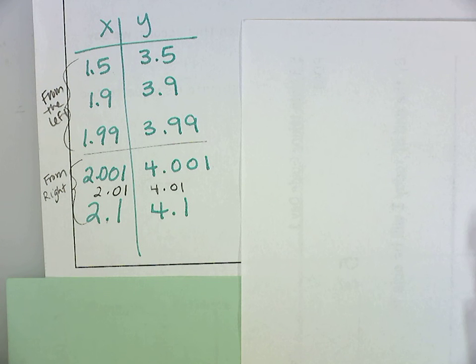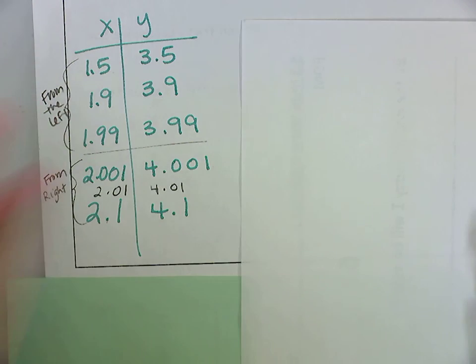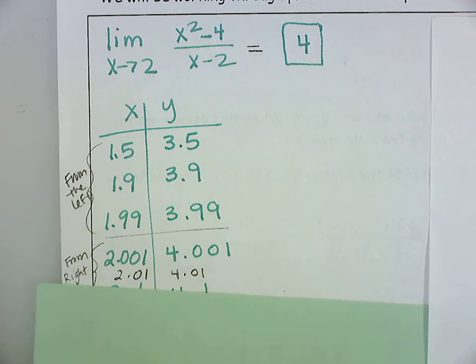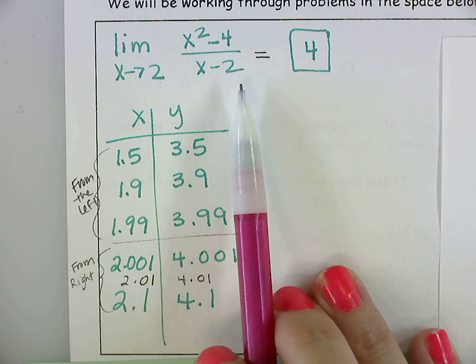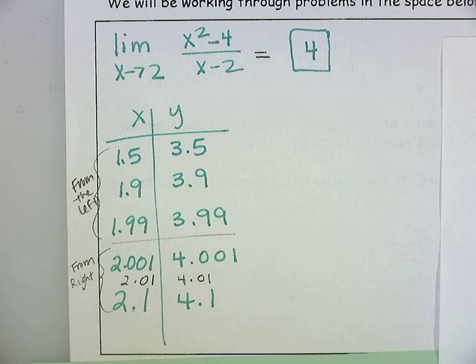And then looking at our table, it looks like all the numbers are getting really, really close to what? Yeah, they're getting really, really close to 4. Okay, so then we would say that the limit as x goes to 2 of x squared minus 4 divided by x minus 2 is equal to 4. Okay, and then as we do the next example, I'm also going to go over how to pick out values for your table.